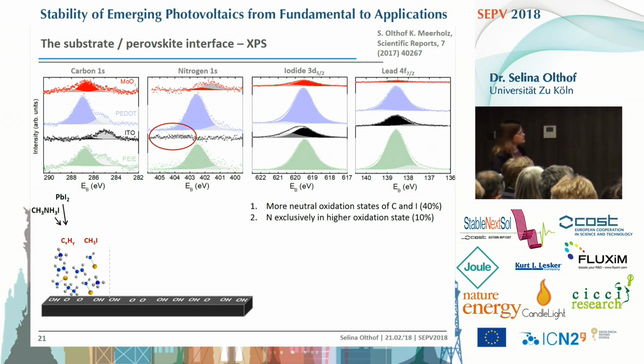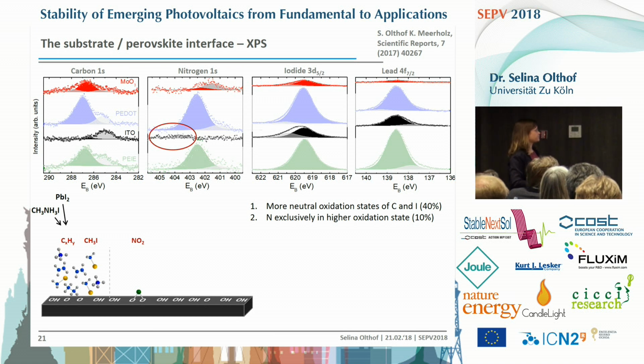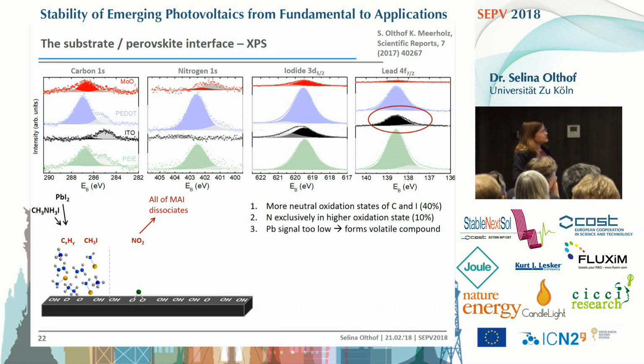I maybe see a little bit of a peak at higher binding energy, so there might be some surface oxygen bond. So all of the methylammonium iodide dissociates, and this must be triggered by the metal oxide. I do not see enough lead. So in the case of ITO, you see it's much less lead compared to the two organic substrates. And on moly oxide, it's hard to see at all. So somehow I'm losing lead, which is very surprising for such a heavy metal.